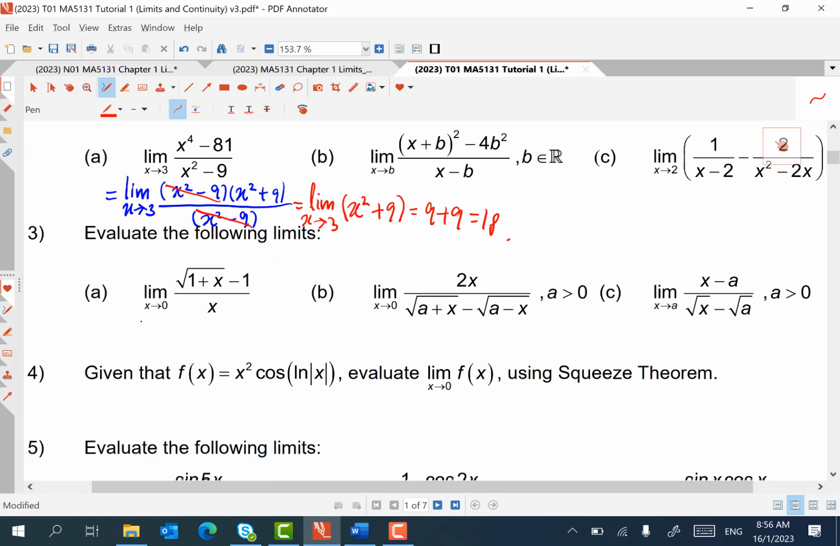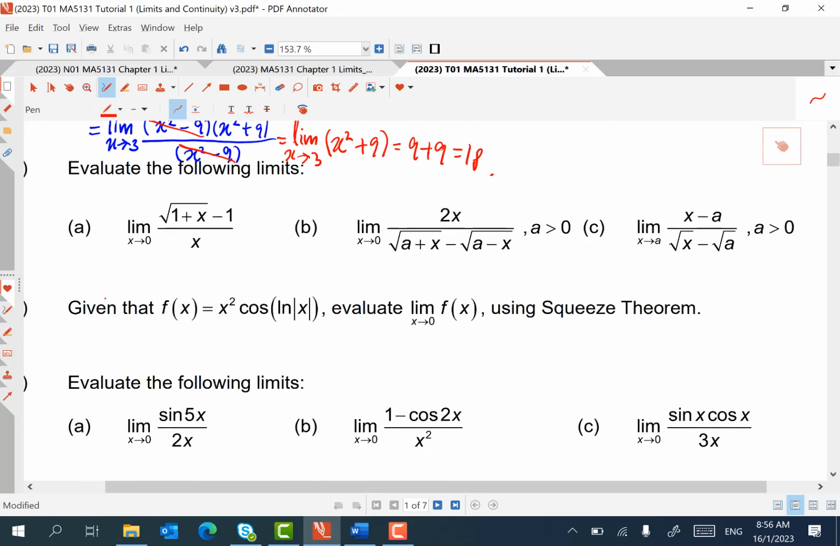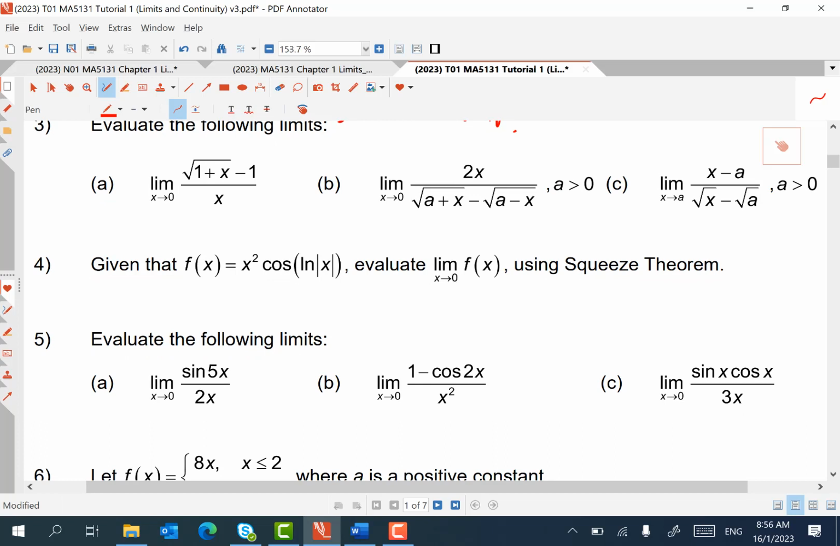So my guess is I don't have to do every question. Let me just do selectively. Like number four, the use of the squeeze theorem. You want to be very mindful in using the squeeze theorem. You want to start off by establishing the inequality that cosine of this thing is between 1 and minus 1. Then you say that this is like that.